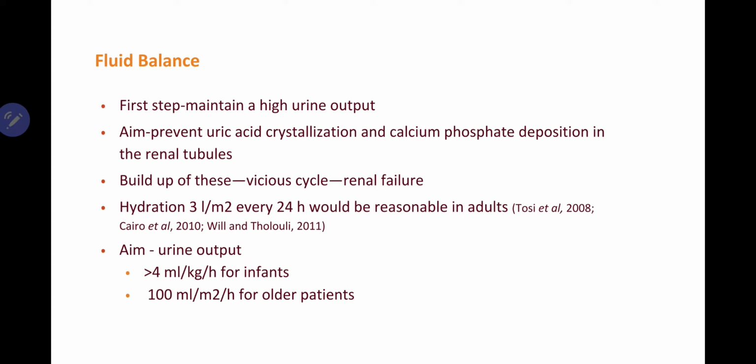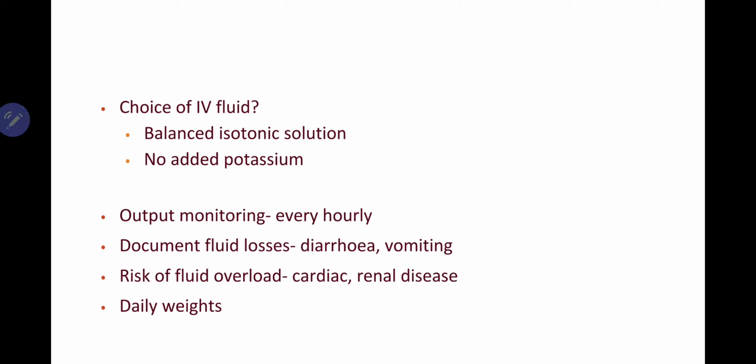Our aim is to hydrate the patient with 3 liters per meter square every 24 hours, and the aim of urine output will be, in infants, more than 4 ml per kg per hour, and for older patients 100 ml per meter square per hour. In a patient who has any underlying renal or cardiac disease, we should always observe for fluid overload.